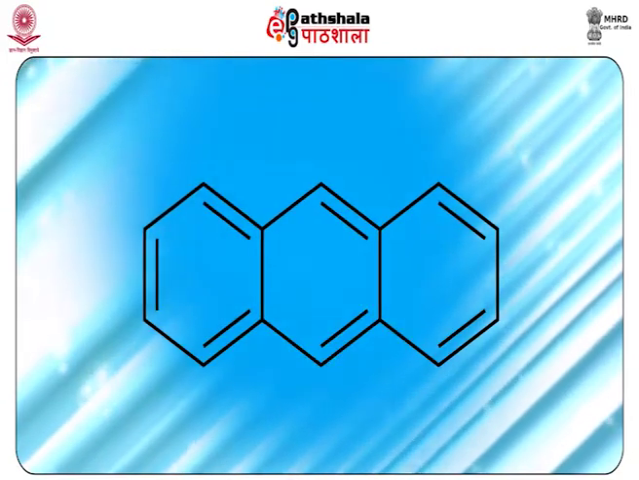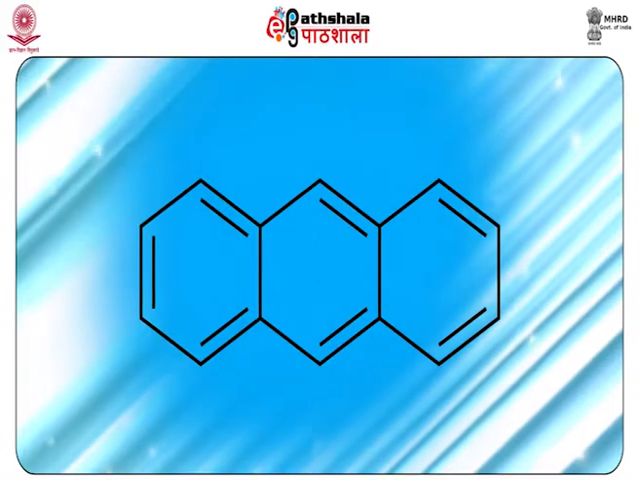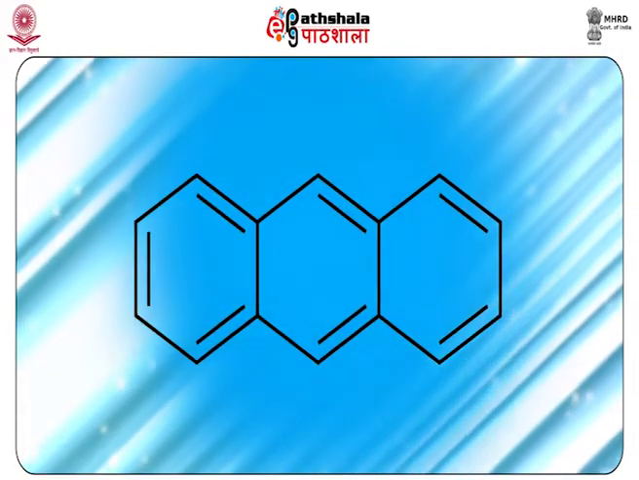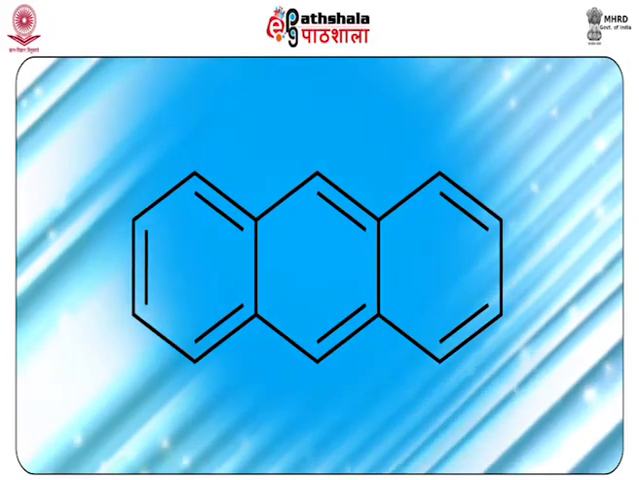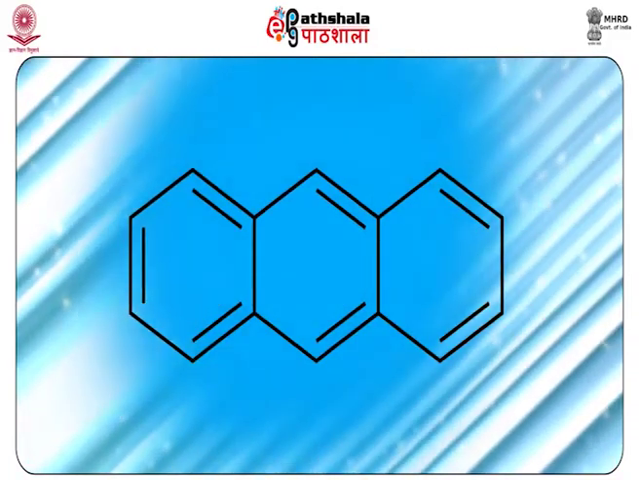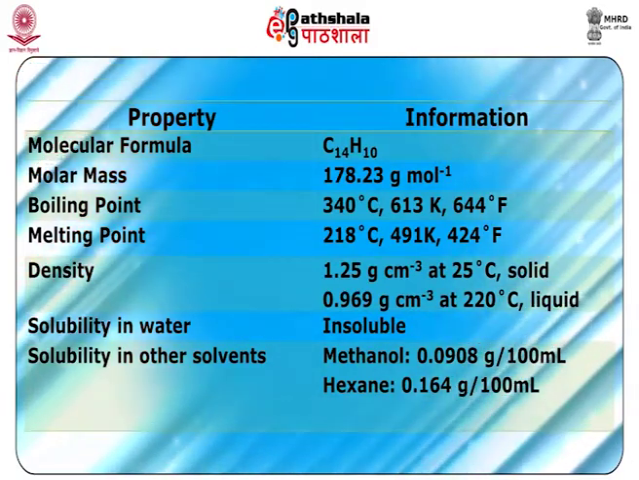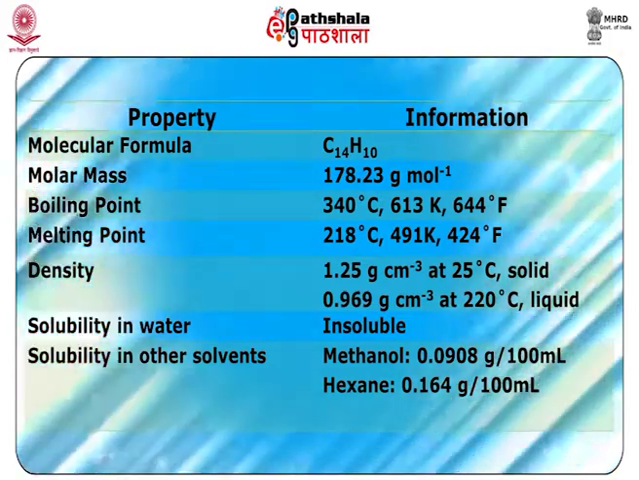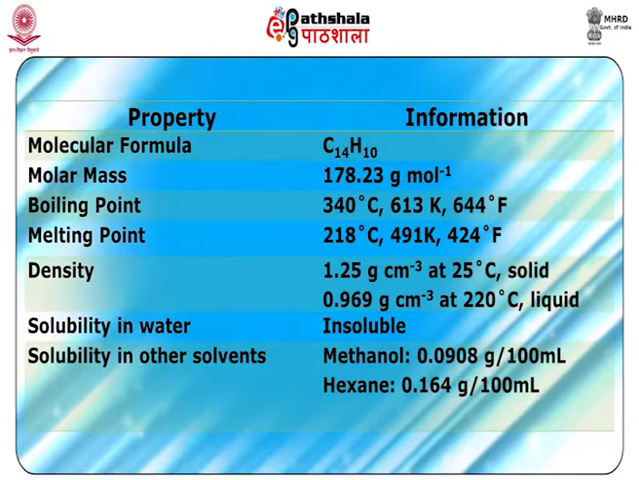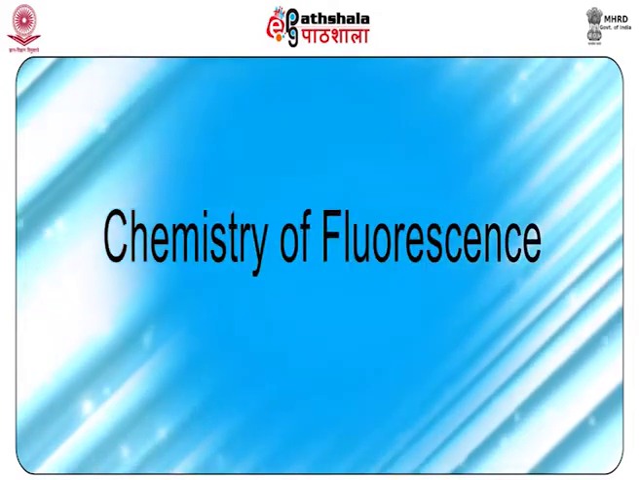Anthracene is known to be a polycyclic aromatic hydrocarbon with three benzene rings fused together. It is a constituent of coal tar and used in the manufacturing of the red dye alizarin and other dyes. Anthracene is colorless but shows blue fluorescence under ultraviolet light. The properties of anthracene, including the molecular formula, molar mass, boiling point, melting point, density, solubility in water, and solubility in other solvents, are shown in this table.